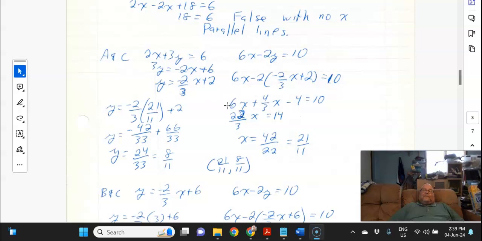We need to get 18/3 to be similar to our 4/3. So we get 22/3 x equals 14. Multiply both sides by 3, divide both sides by 22, gives us 42 over 22, or 21/11, which is just a hair under 2. We can then place our 21/11 into our equation here. So y equals negative 2/3 times 21/11 over 2 plus 2.